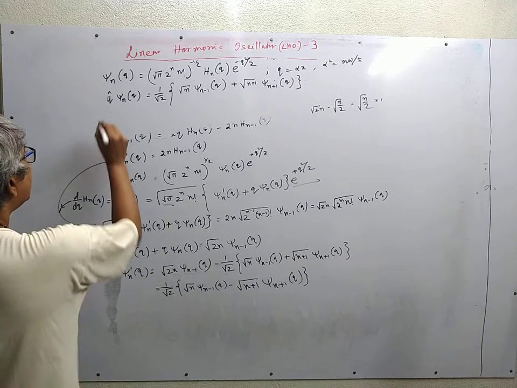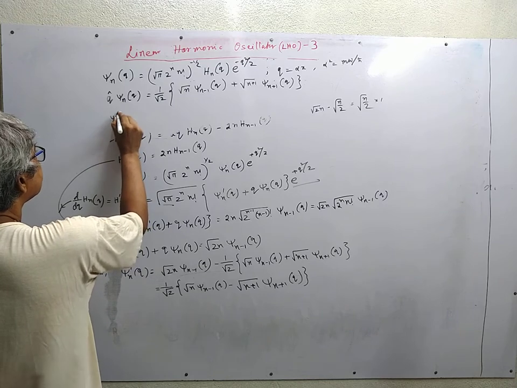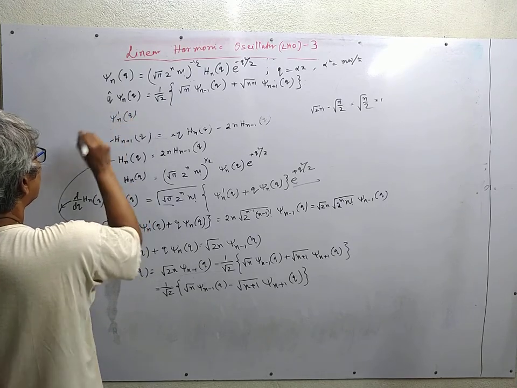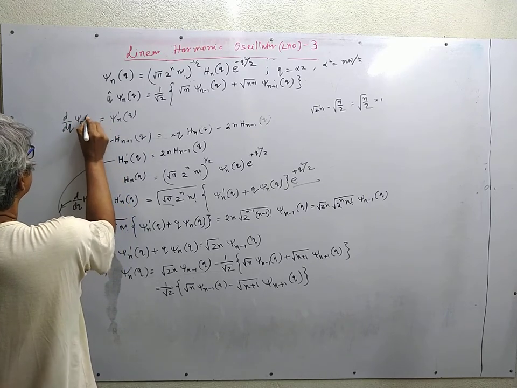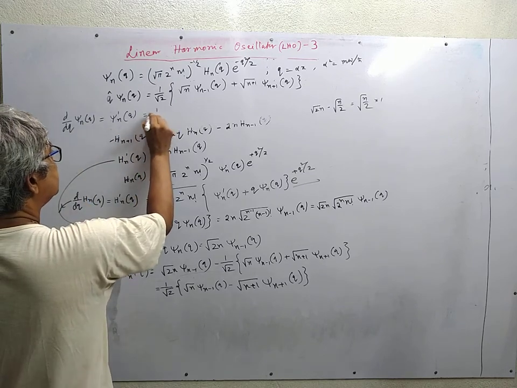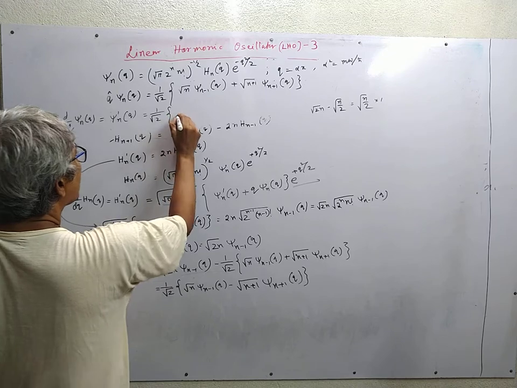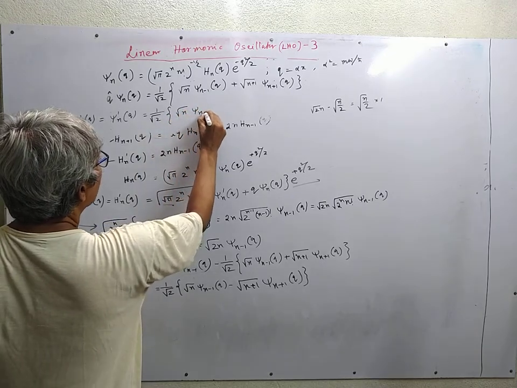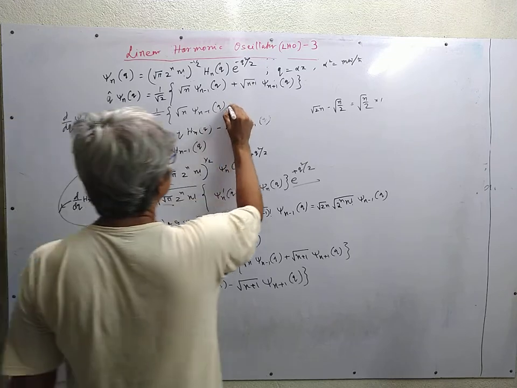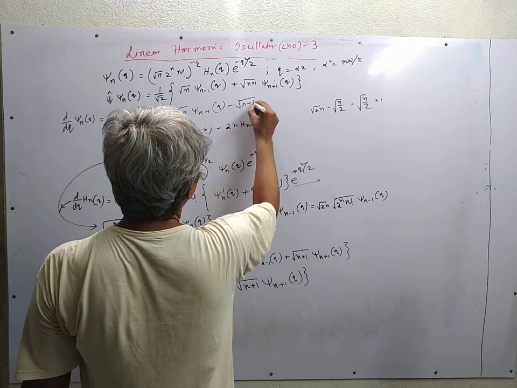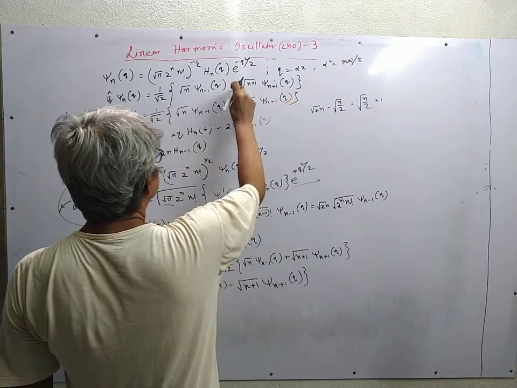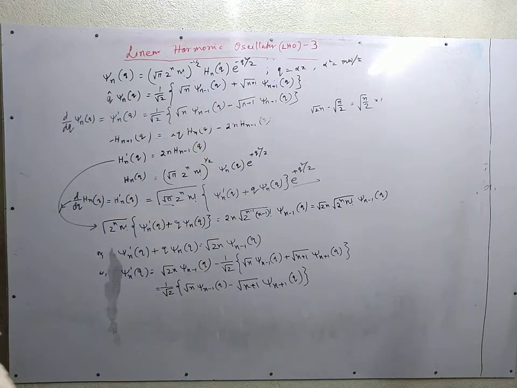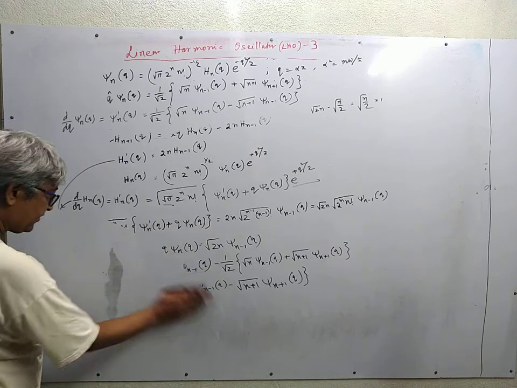So we write the second relation as this, which is actually d/dq of phi n of q. Only note the change in sign. So these are the recurrence relations which are very helpful in calculating the matrix elements.